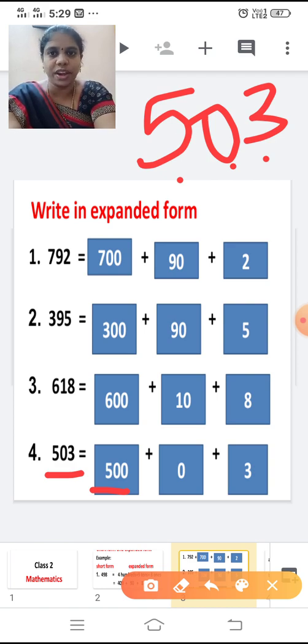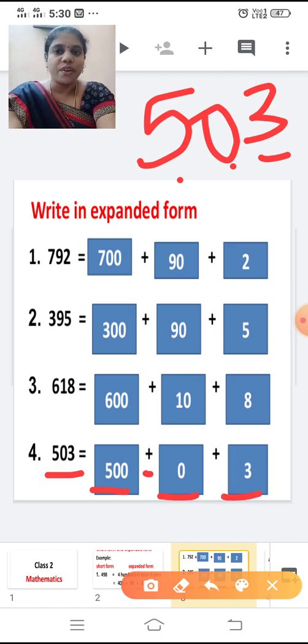5 into 100, 500, plus 0 in the tens place. If you multiply any number by 0, the answer will be 0. So 0 into 10, 0, plus 3. It is in which place? It is in the ones place. Very good. 3 into 1, 3. So the answer is 500 plus 0 plus 3.